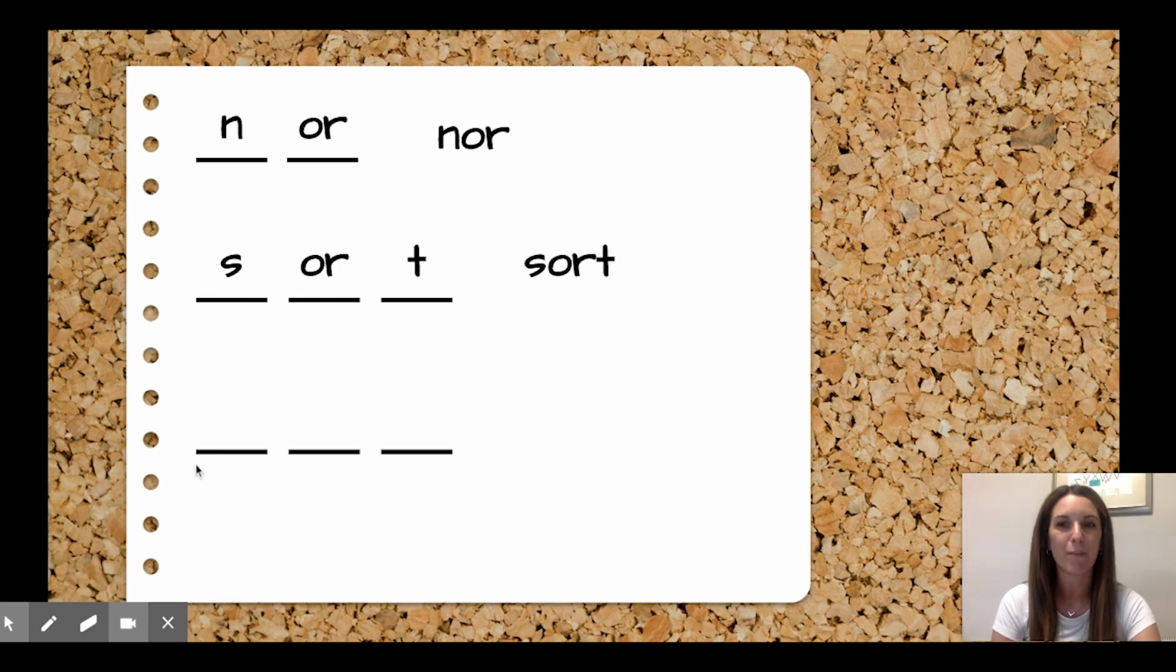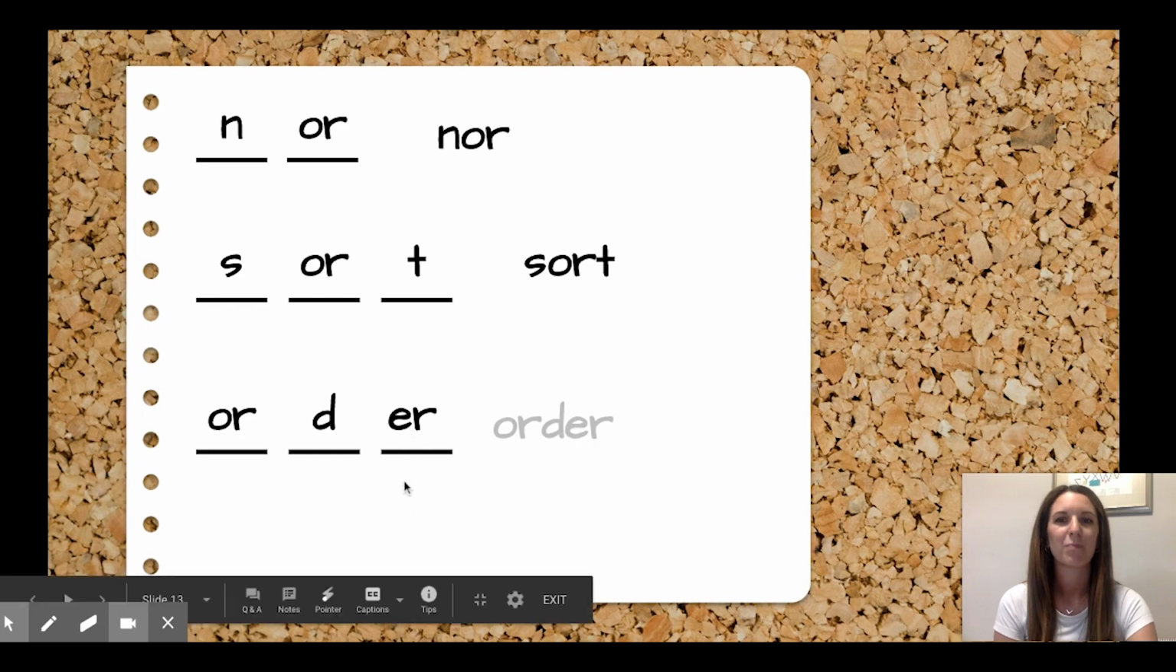Just like I did with my other bossy R patterns, I can use this same method to write multisyllabic words, words that have two or more syllables, like order. We have a line order in our class. Order. I'll start with the first syllable, or. That's our pattern, O-R. The second syllable is der. And ER is another bossy R pattern we talked about. Order.